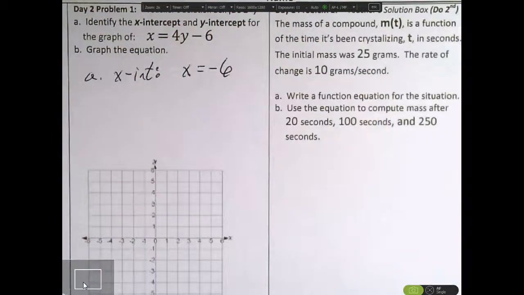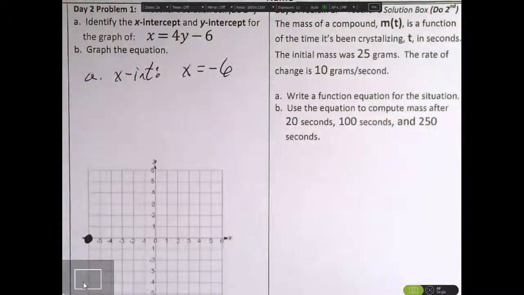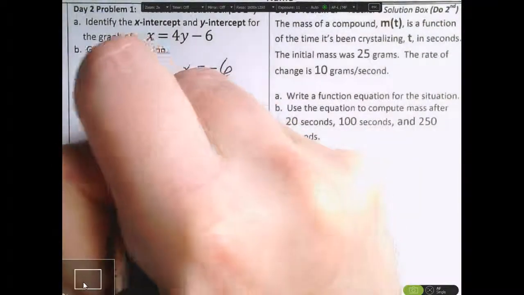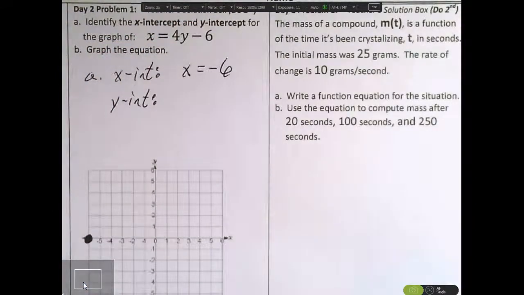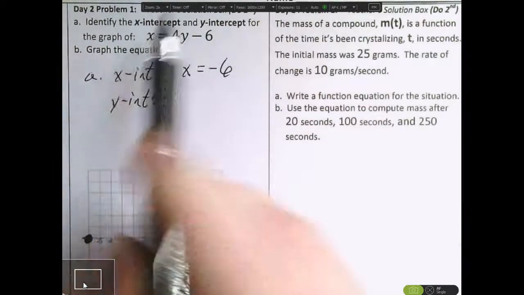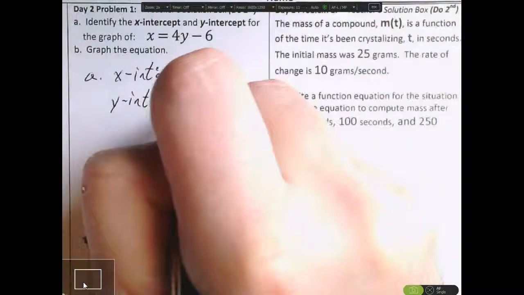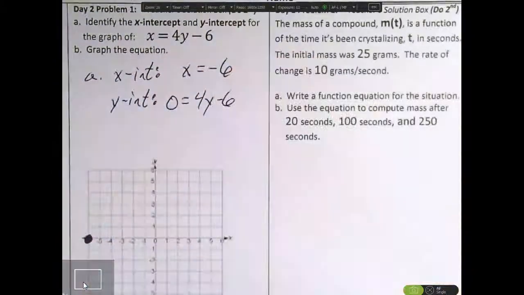When we graph that, that means there's going to be a dot on the x-axis at negative 6. And that is right here. Okay, now the y-intercept. To find the y-intercept of a linear equation, we substitute the number 0 in place of x. So we're going to put a 0 right here. That is going to create 0 equals 4y take away 6.